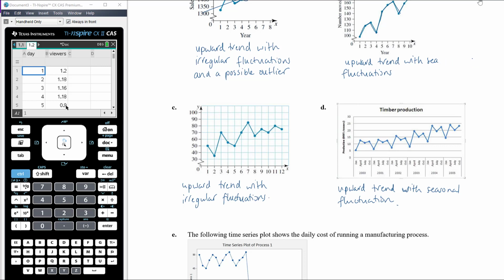Yeah, I think we might change B. I think we might go with cyclical. Every 4 years, longer than a 2 year period, we'll go with cyclical fluctuations there. Upward trend with seasonal fluctuations.